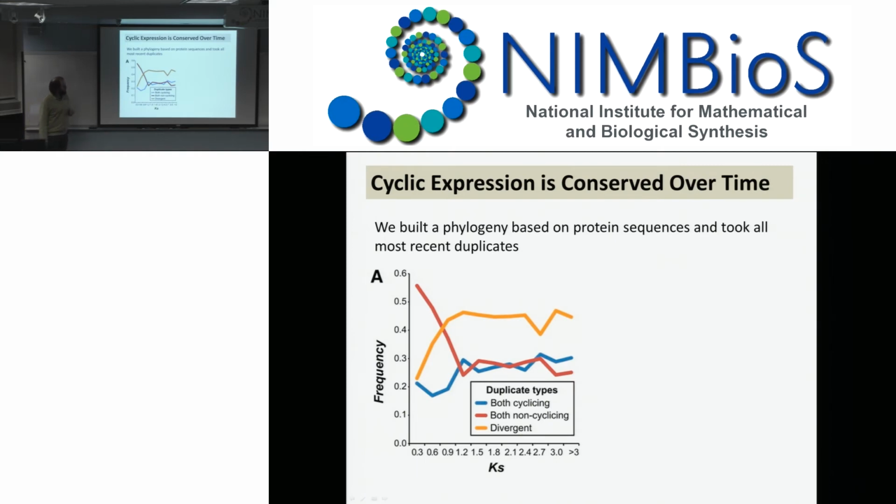And our first observation here was that we argue this shows that, in general, cycling genes tend to be more conserved. If you look at the frequency of cycling duplicate pairs across the synonymous substitution rate, which is what we're using as a proxy for time, it's relatively stable, whereas your non-cycling genes start off much higher. They're proportionally more frequent in these younger duplicates.